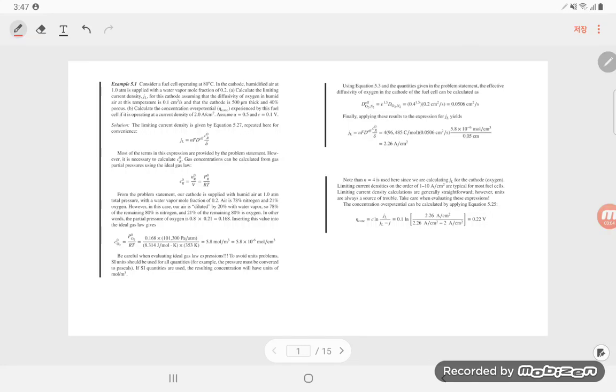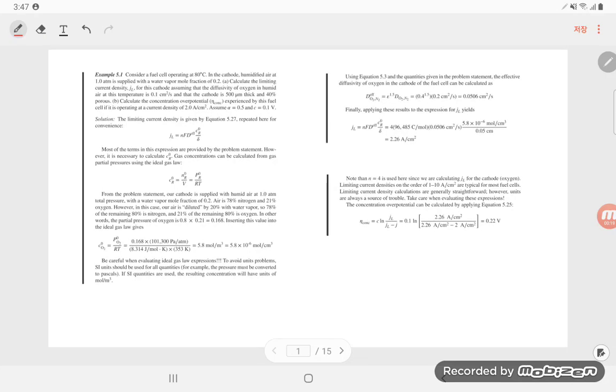Okay, we have learned the concentration loss, the overpotential, and the limiting current density, and how to calculate the limiting current density. Now let's solve one of the examples for the concentration loss and the limiting current density.